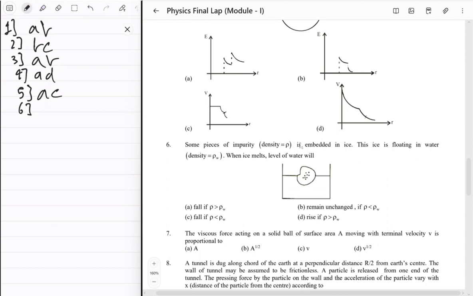Some pieces of impurity are embedded in ice. The ice is floating in water. When ice melts, level of water will... Impurity है ice में, okay. Ice is floating in water. When ice melts, level of water will... So pieces of impurity उनकी density rho है. Okay. So fall और क्या क्या.